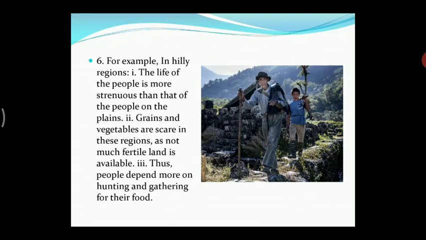So, in those places, people mostly go for hunting and gathering, meaning whatever they get. For example, they go into the forest, they collect roots, tubers, fruits, whatever they will get for their living, so that they have sufficient food. What are roots? Different types of roots, like carrots and radish, they are called roots.